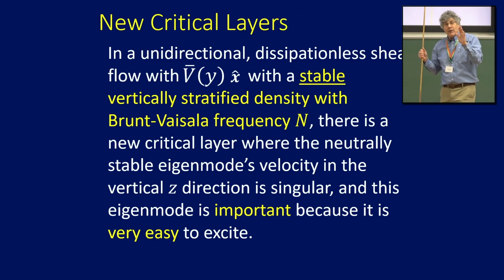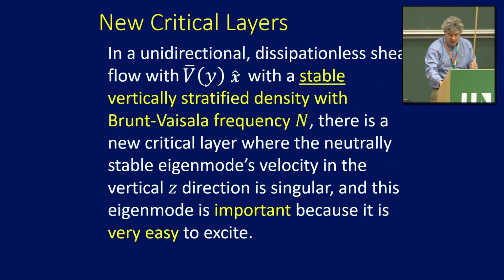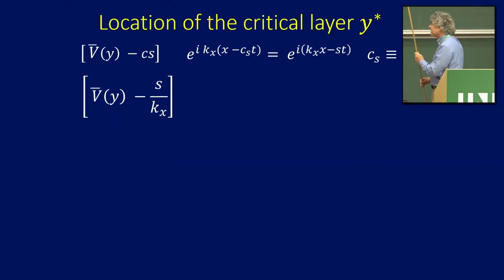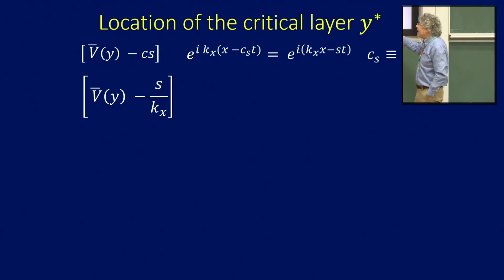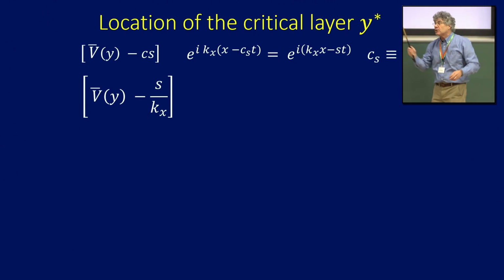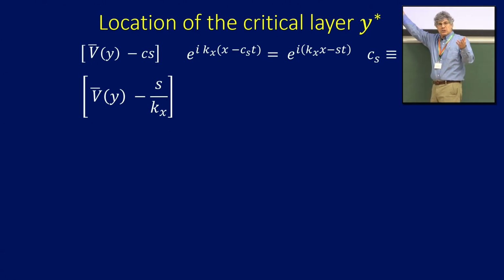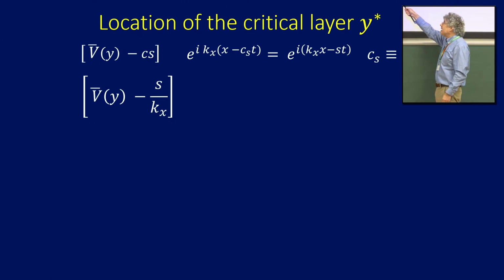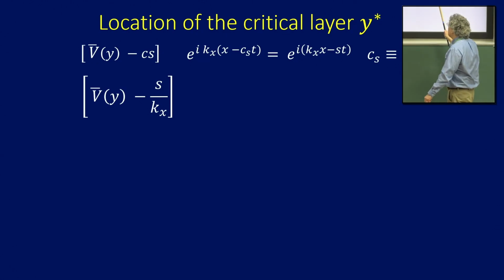That's why they're important. We discovered them accidentally while we were doing numerics. First we thought it was a numerical error, but then we actually worked through them analytically and found that our numerics were doing the analytics right. So the location of the critical layer is y star. The coefficient of the highest derivative of my governing stream function equation in the usual case is just equal to the velocity of the flow, a function of y, the unperturbed velocity, minus the phase speed of the wave.